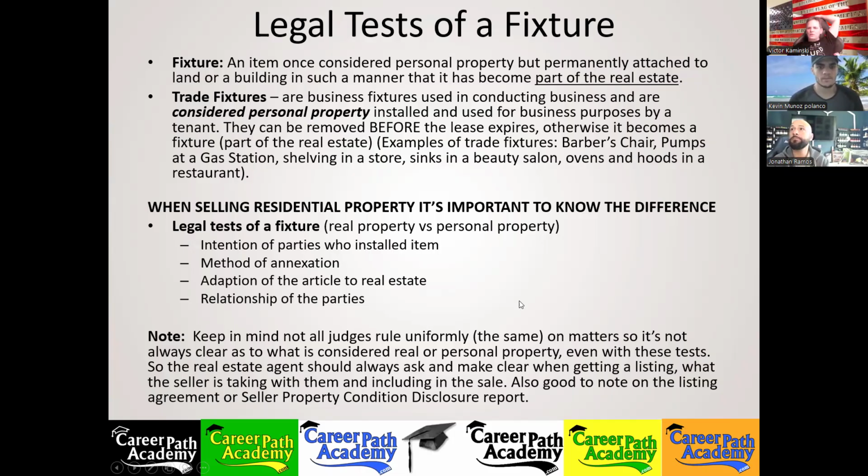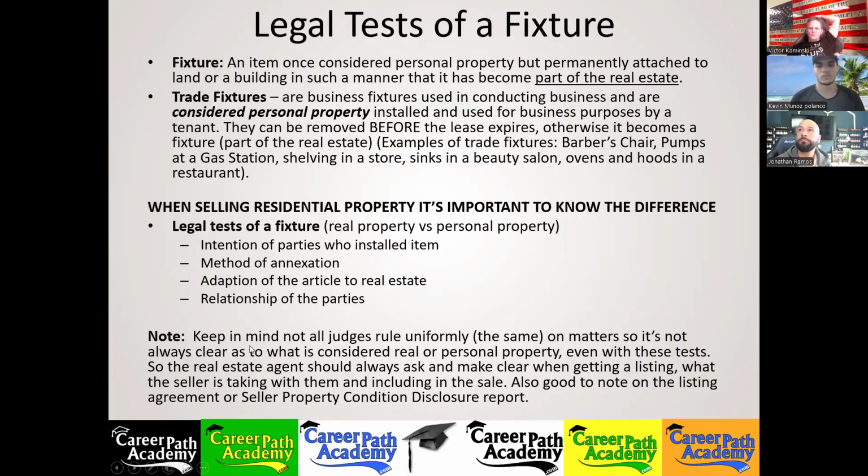Now, not all judges rule uniformly. So if there should be an argument and it goes to court between people about, oh, you're not supposed to take that, oh, you took that, not all judges rule uniformly, meaning ruling the same on all items.